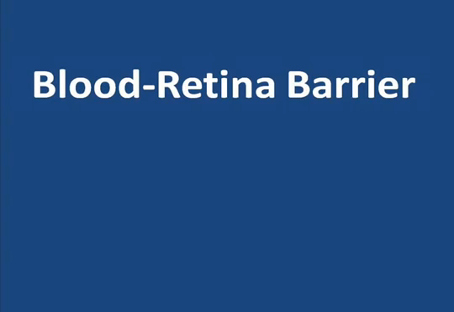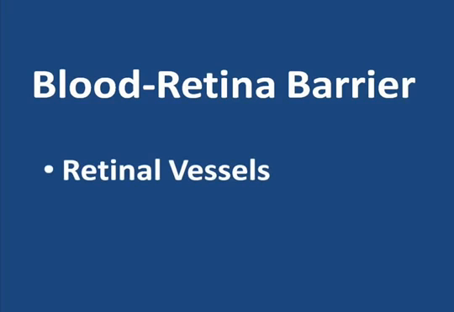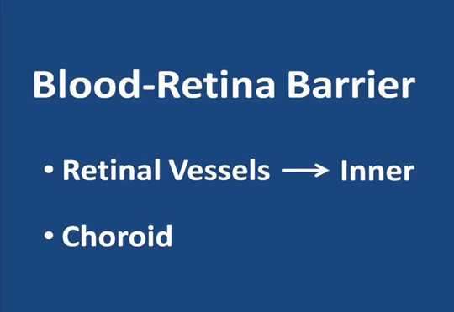A unique feature of the blood supply of the retina is what is called the blood-retina barrier. The blood-retinal barrier is a system of protective features that keeps blood-borne substances from upsetting the controlled, stable environment that is required for the proper functioning of the retinal neurons. These protective features are built around the two pathways of blood supply to the retina, the retinal vessels and the choroid. The protective features associated with the retinal blood vessels are referred to as the inner blood-retinal barrier.